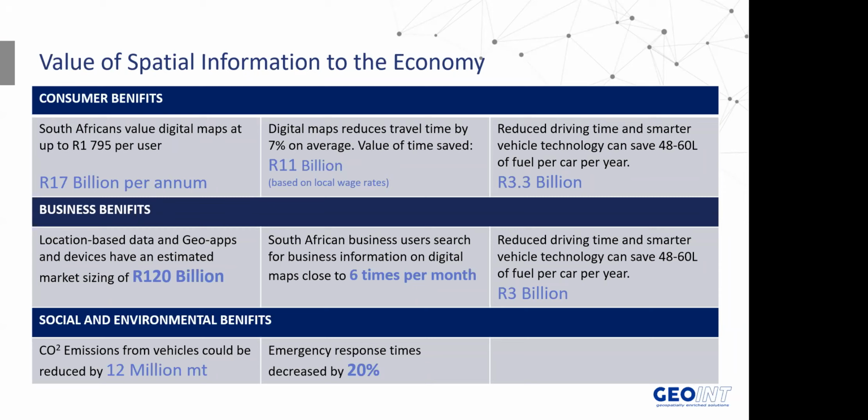On the social and environmental side, CO2 emissions from vehicles could be reduced by 12 million tons. We're seeing this because we deliver some solutions into the sector, that emergency response times can be decreased by 20%. Something as basic as making sure that emergency response vehicles are routed along the most efficient route to get to their response points is what we're talking about there. And in that regard, reducing driving time and applying smarter vehicle technologies has an economic value of around 3 billion Rands through fuel savings per car per year.